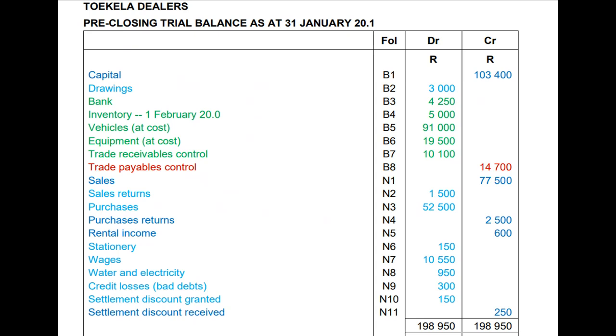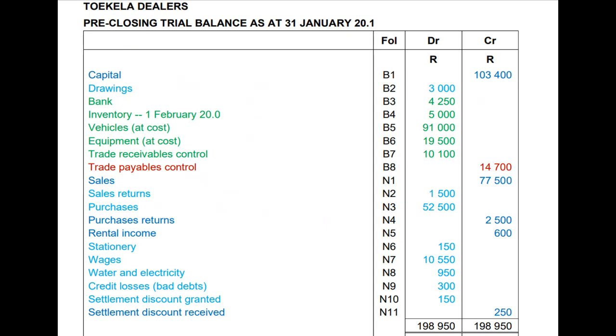journal entries. So what needs to be closed off here? Earlier I explained that income and expenses will need to be closed off, so they need to be zeroed out, which is clear here. Your sales need to be zeroed out, your sales returns, your purchases returns, rental income, stationery, wages, water and electricity, credit losses, settlement discount granted, and settlement discount received. You will see here, even on this folio referencing, these are your nominal accounts. Nominal accounts are temporary accounts. At the end of the year, when you want to prepare financials, they need to be zeroed out.